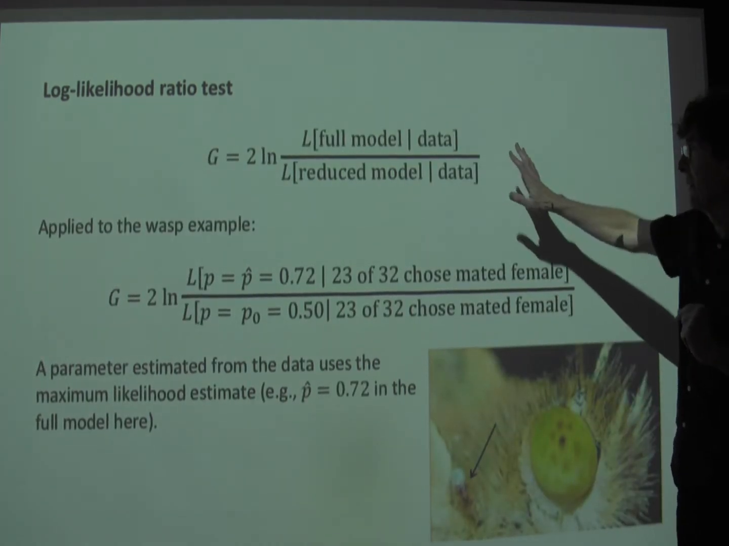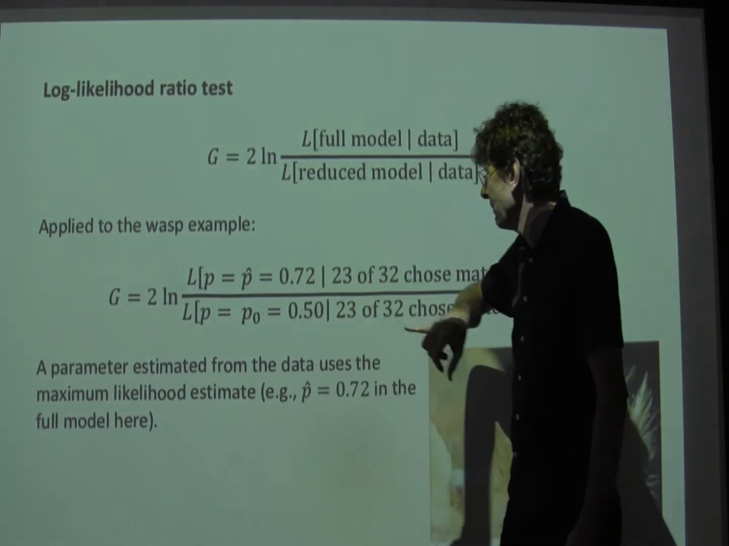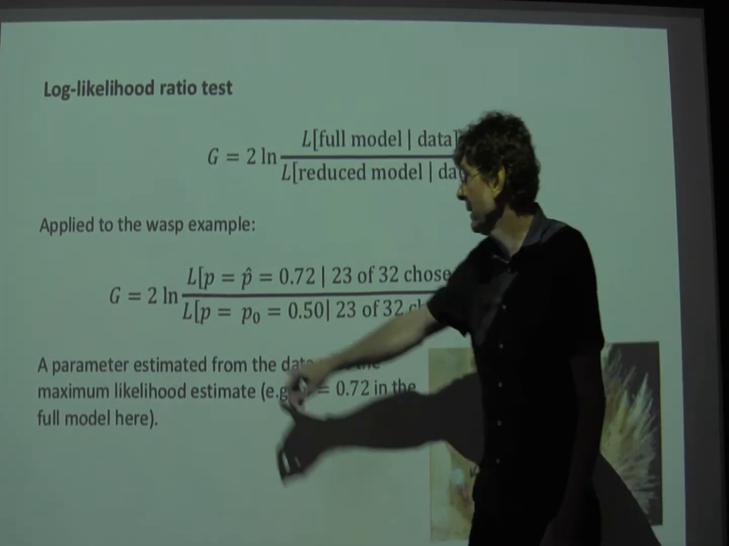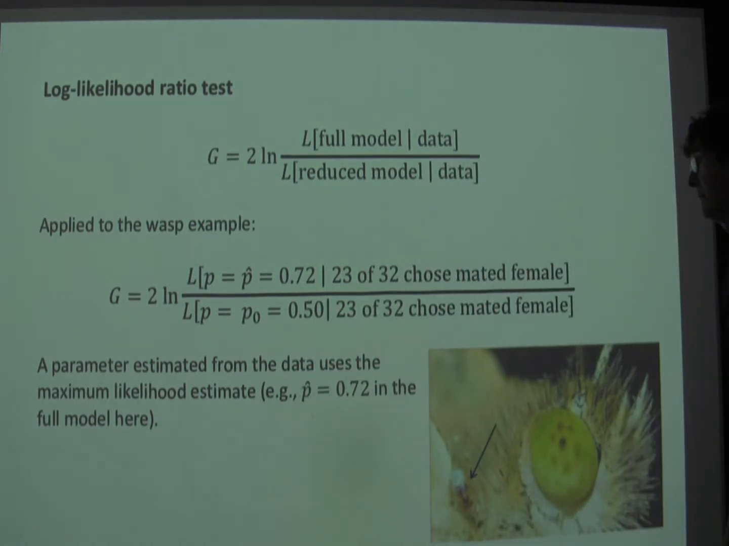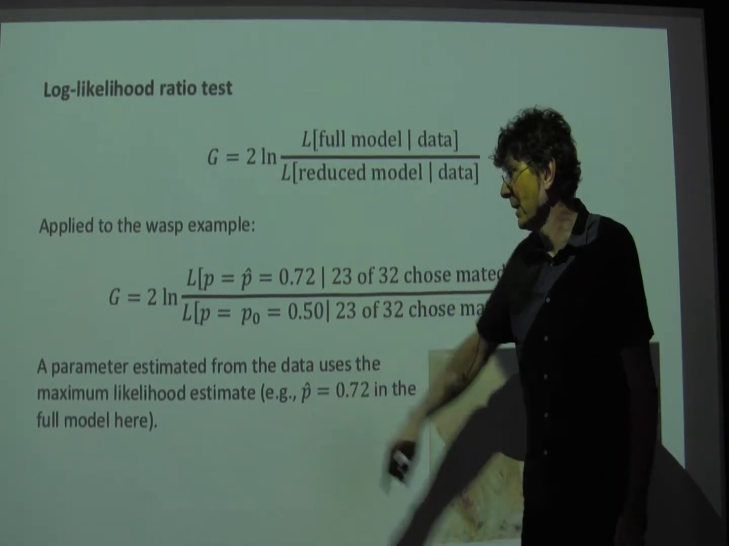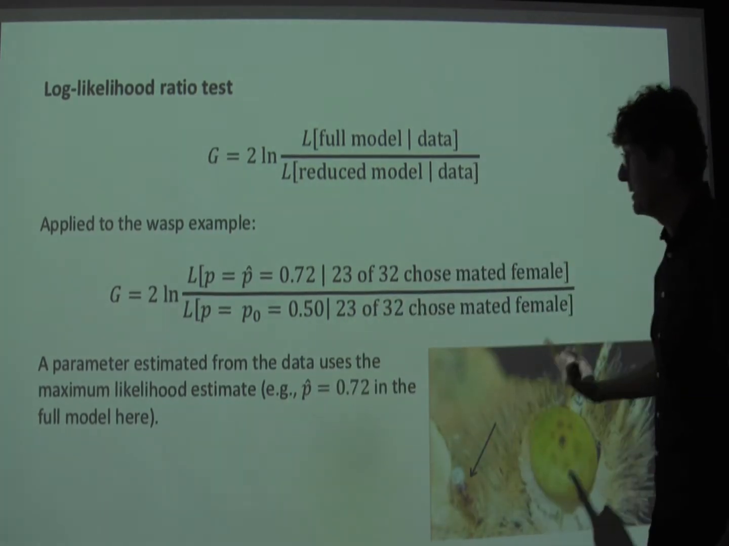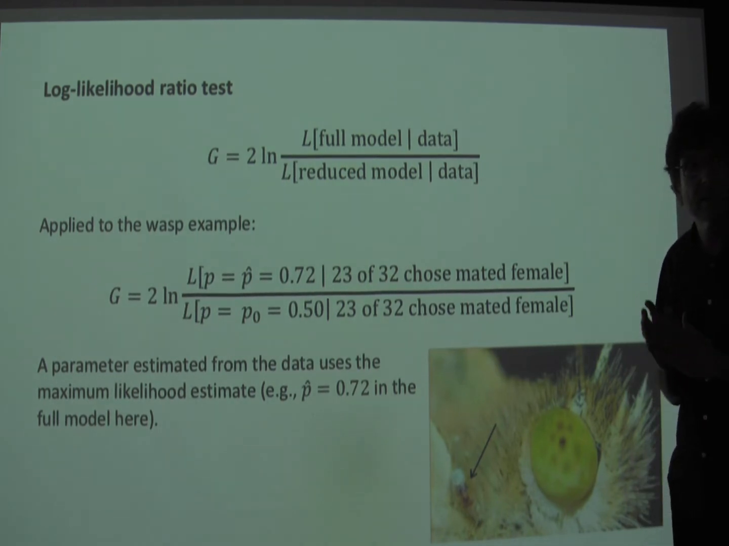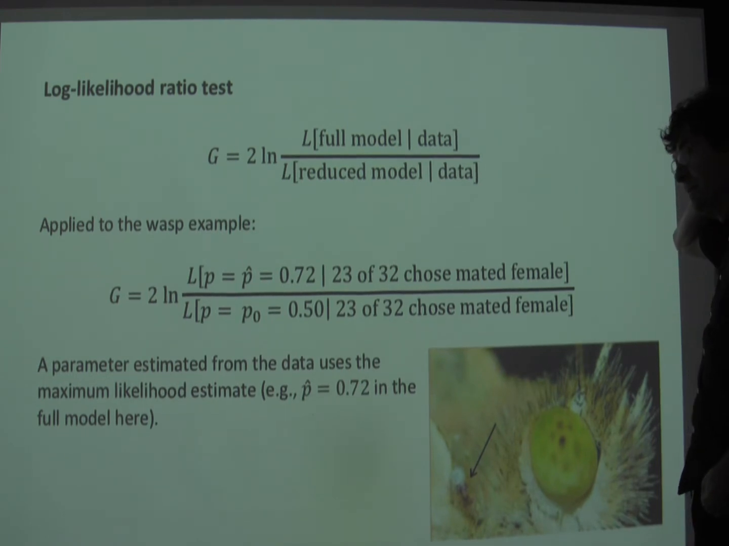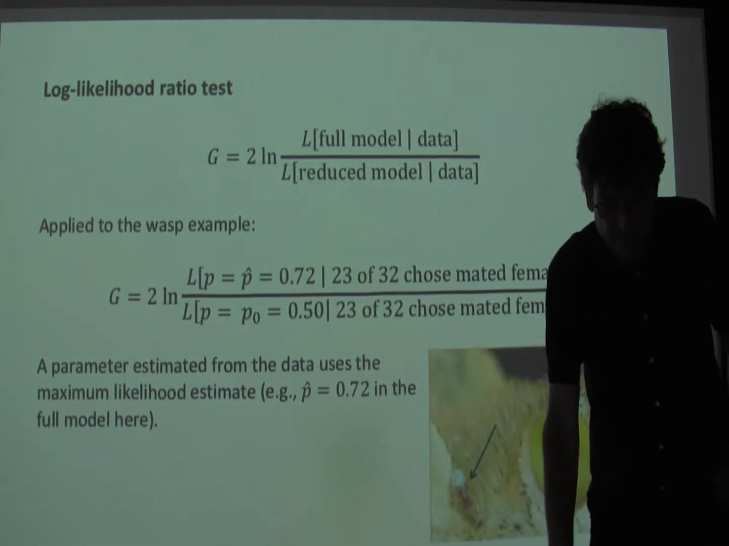So there's the formula again for the log likelihood ratio. And then applied to the wasp example, the likelihood that p is 0.72 is in the numerator, and the likelihood that p equals the null hypothesized value of 0.5 is in the denominator. So in the numerator, we estimated one parameter from the data, p, and in the denominator, we didn't estimate any parameters from the data. p was specified. So the degrees of freedom for this G statistic would then be 1, because that's the difference in the number of parameters between the full model and the reduced model in this case. And the full model is always fitted with the maximum likelihood estimate.